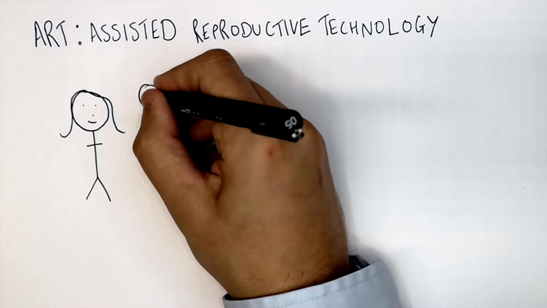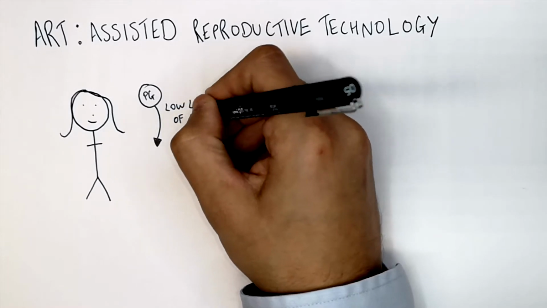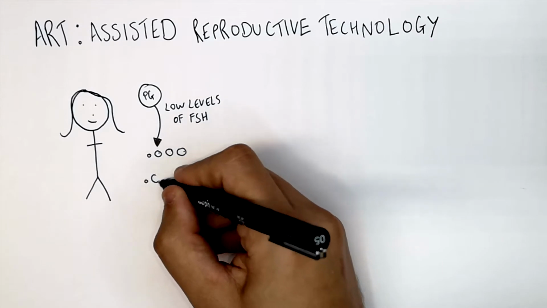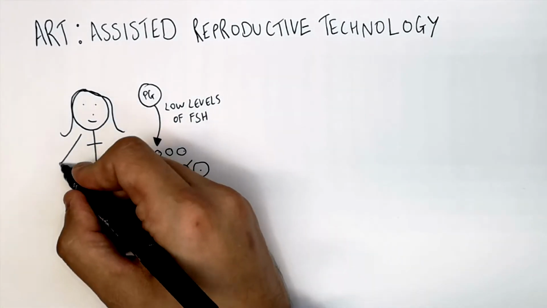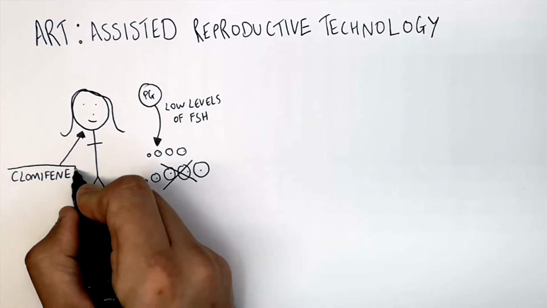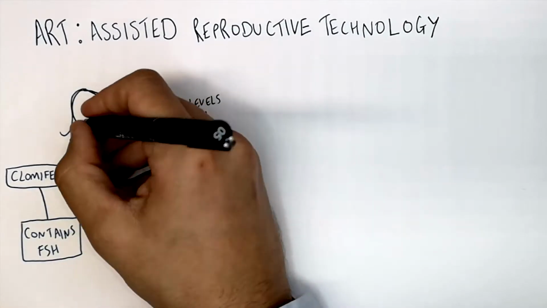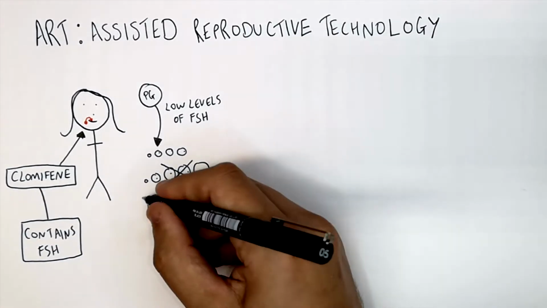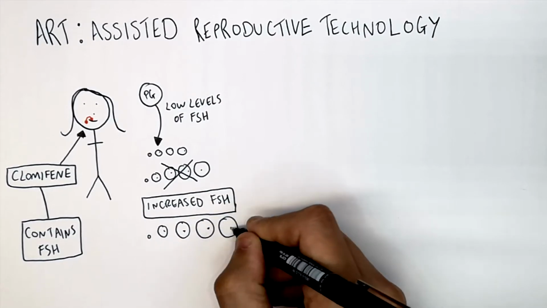So if a female's pituitary gland produces low levels of FSH, this means that her egg follicle will struggle to grow, whereas normally it needs to grow and mature to release an egg, which does not happen with low levels of FSH. So what happens is a female will be given Clomifene. Clomifene is a drug that contains FSH. So if she takes Clomifene, this will then cause increased FSH levels in her blood, causing her egg follicles to grow and mature in her ovaries.